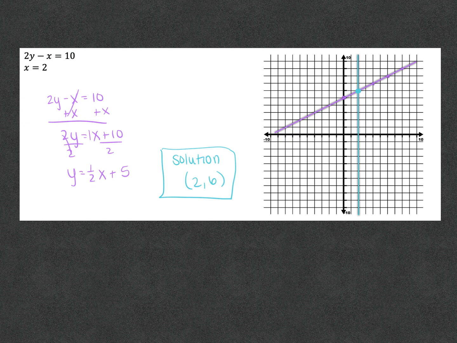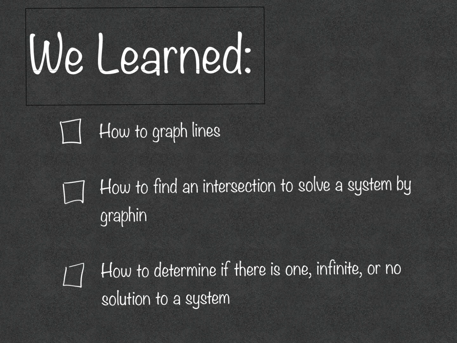And that's it. Okay, in this video, we reviewed how to graph lines, and then we learned how to find an intersection to solve a system by graphing, and how to determine if there is one, infinite, or no solutions to a system. Remember, one just means they intersect at one point, infinite means that they're the same line, and no solution means that they're parallel.